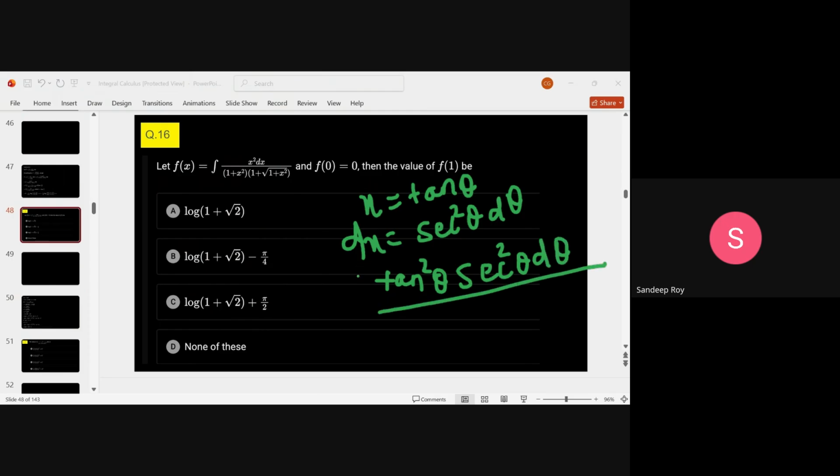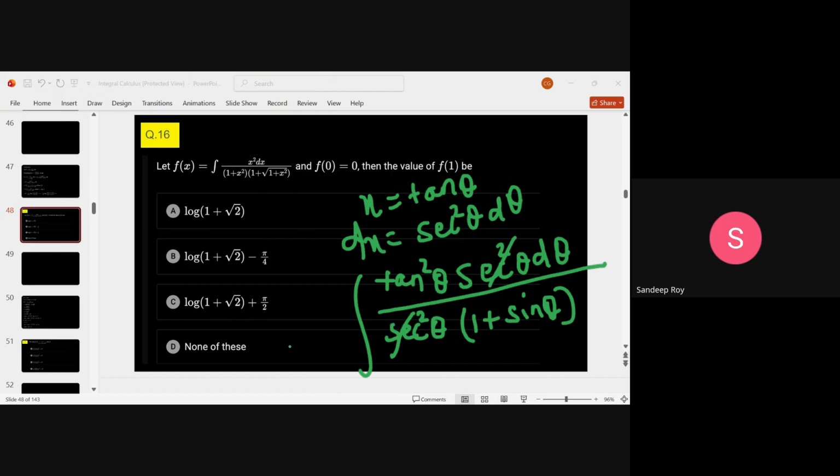Then divided by the denominator. So 1 plus x square, x is tan theta, so 1 plus tan square theta will be how much? Again secant square theta. So the denominator's first term will be secant square theta, and the second is again 1 plus x square, so this will be secant square theta under root. So it will be ultimately 1 plus secant theta. So that is the simplified integrand after substitution. So this needs to be integrated. Now over here, this secant square theta cancels out directly from numerator and denominator. So left over is tan square theta upon 1 plus secant theta d theta.